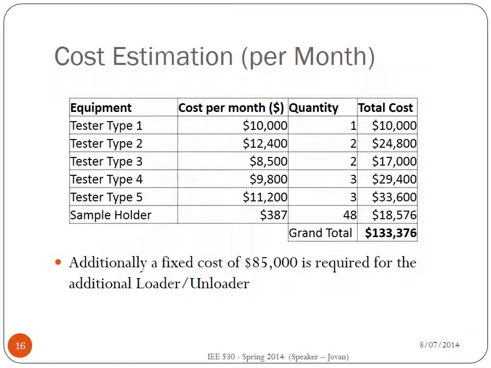So with this optimized system, we estimate that the total capital cost is going to be $133,376. Additionally, a fixed cost of $85,000 is incurred for the additional loader-unloader.